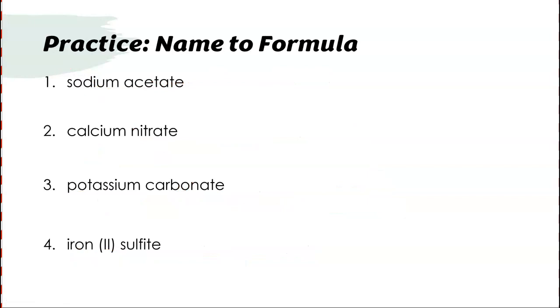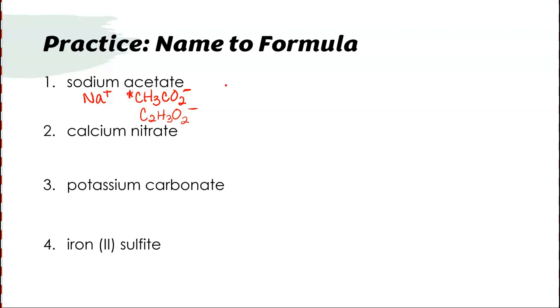So now we're going to practice going from the name to the formula. So we want to start by writing out our ions so that we can see what the charges are. So here we have sodium, and then acetate. Acetate's kind of long, and there are a couple different ways to write out the name. One way is CH3CO2, and it has a negative charge. Or some people like to write it as C2H3O2 with a negative charge. I like this one.